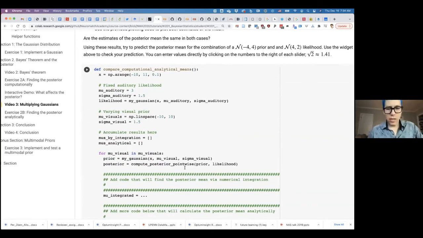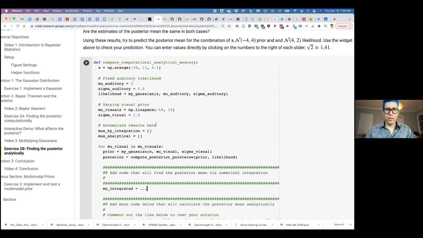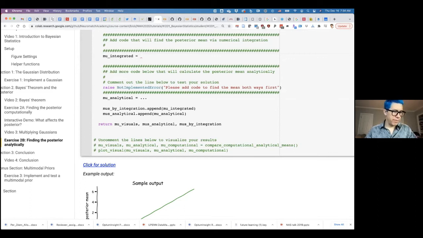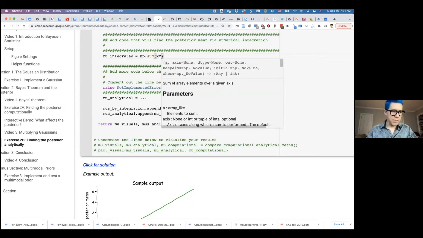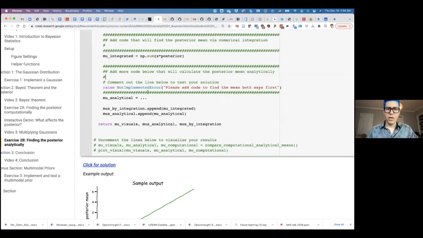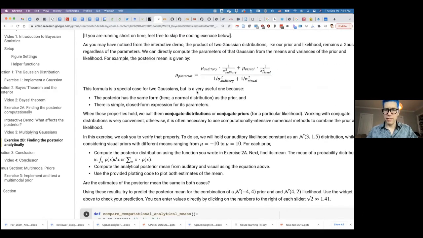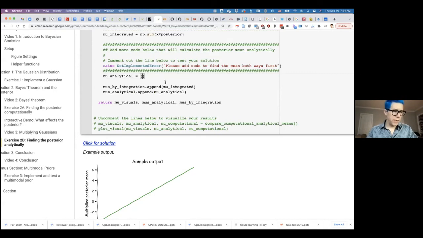Okay, so let's just implement the analytical solution here for comparison. Now, mu integrated, what do we have? This is gonna be, let's see, it's gonna be np.sum of x times posterior. Seems right. And then mu analytical, it's gonna be here. So now what we want to do is take this big equation here, mu posterior, and put it in here, mu analytic.